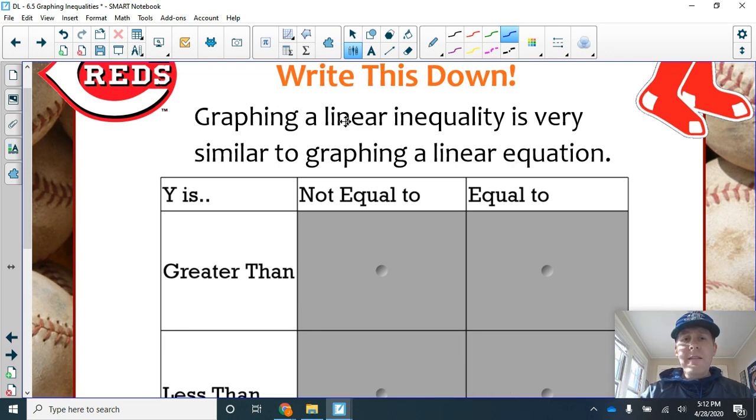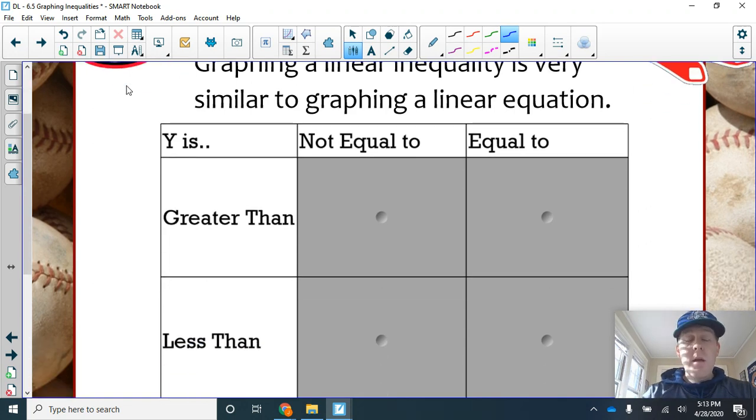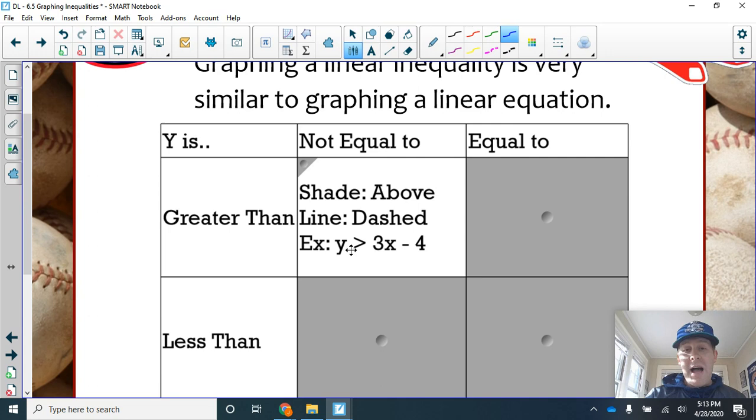Graphing a linear inequality is very similar to graphing an equation. Think about when you graphed equations yesterday. We looked at equations in slope-intercept form. We would plot the y-intercept first, and then use our slope to find additional points on our line. There is one difference now between graphing an inequality and an equation, and that depends on what type of inequality symbol we have. Let's take the first one: y is greater than, and not equal to, the rest of the equation. For example, y is greater than 3x minus 4.